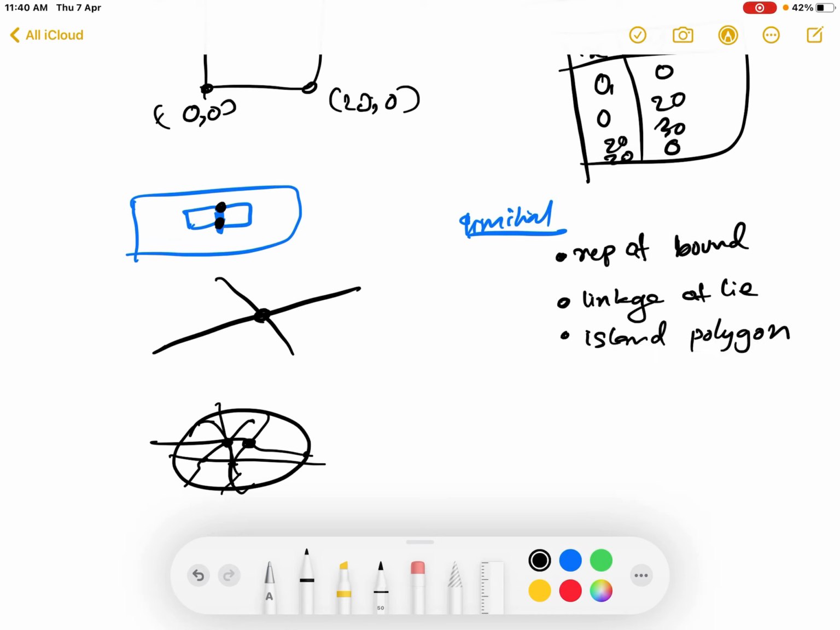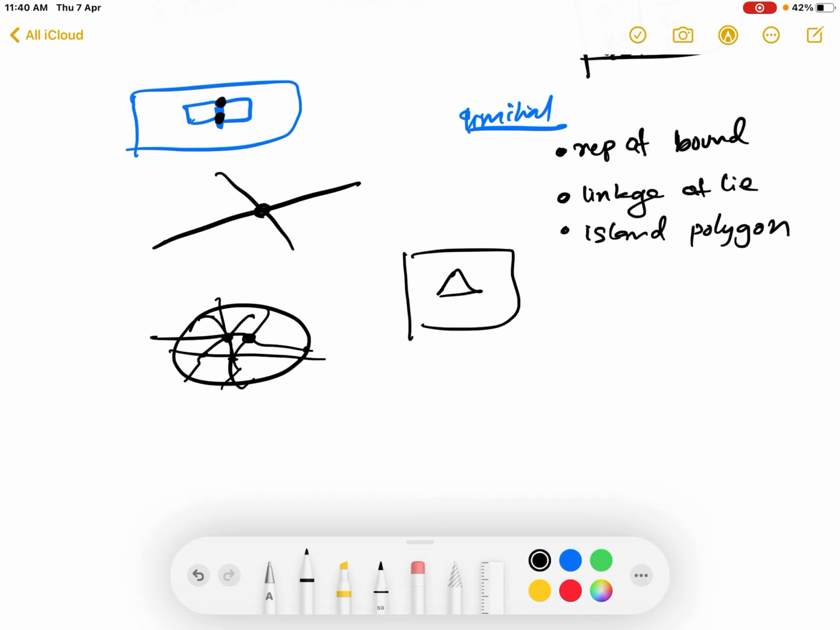And then the third problem is the problem of island polygon. What is the problem of island polygon? Suppose a polygon is inside another polygon. If the whole thing is a park, and you are showing a kind of fountain in the middle of the park, this fountain will be called the island polygon.